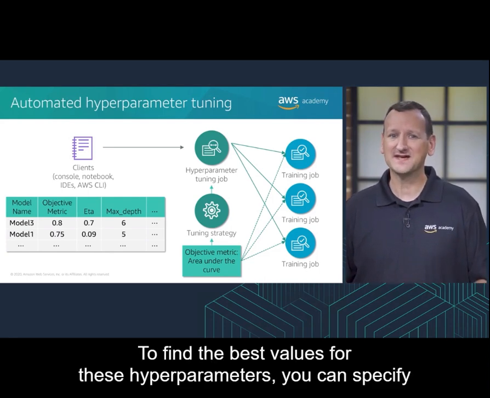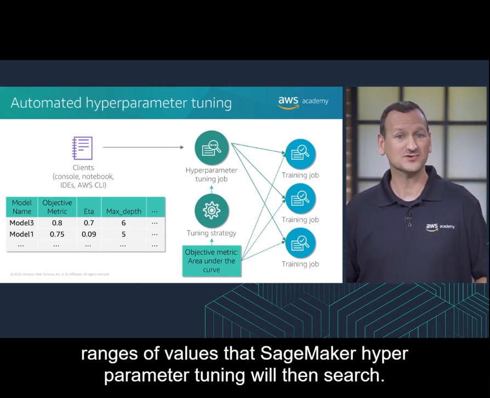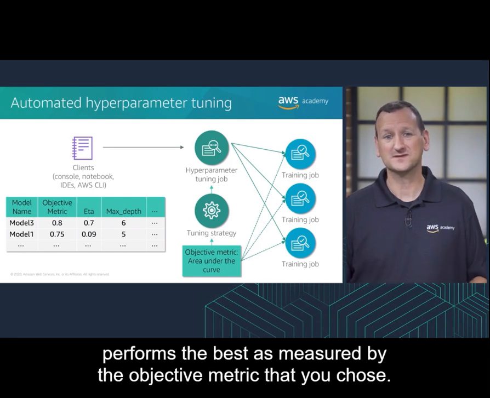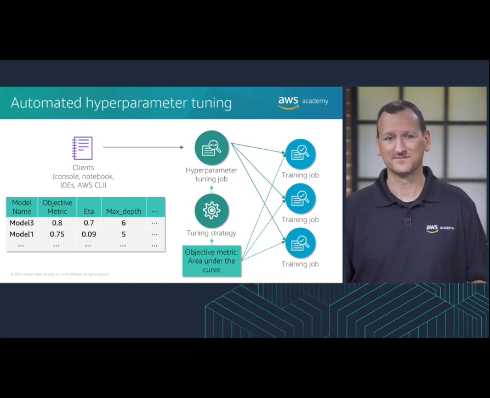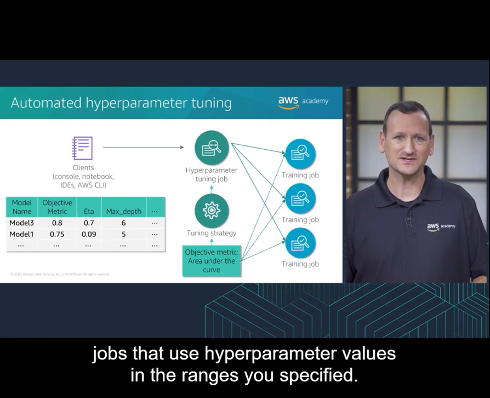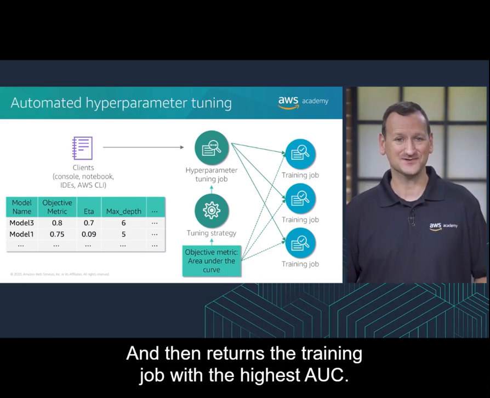To find the best values for these hyperparameters, you can specify ranges of values that SageMaker hyperparameter tuning will then search. It will find the combination of values that results in the training job that performs the best, as measured by the objective metric that you chose. In the example, SageMaker hyperparameter tuning launches training jobs that use hyperparameter values in the ranges you specified, and then returns the training job with the highest AUC.